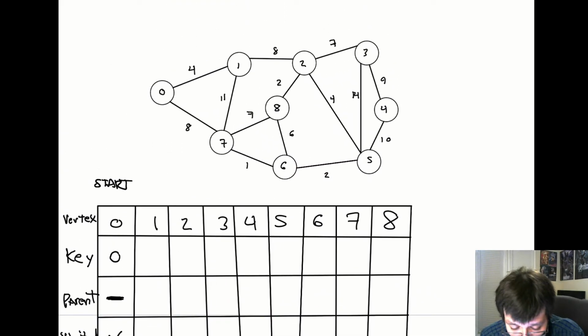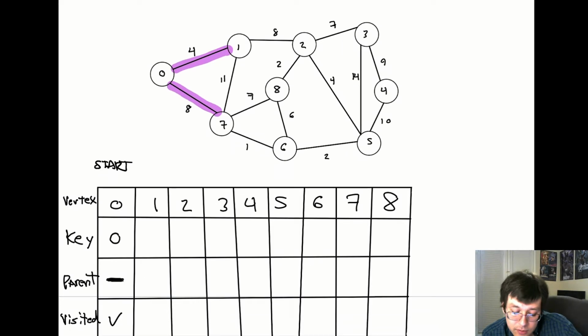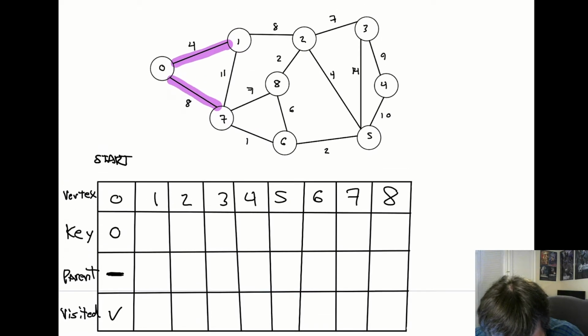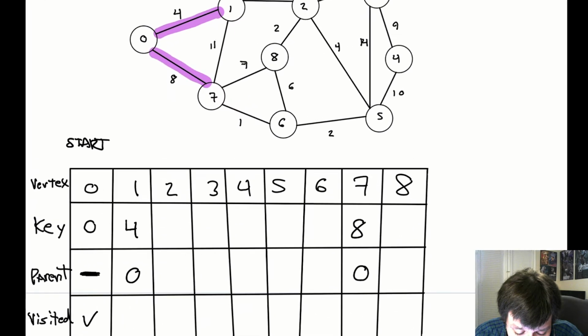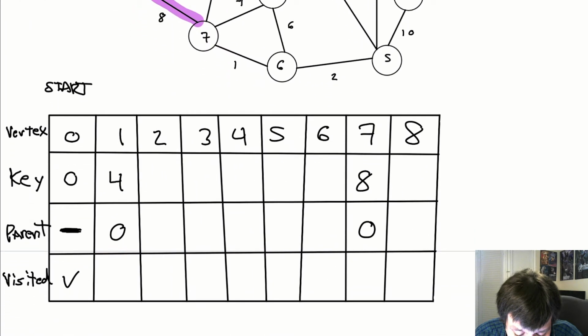So you're going to be looking at the edges going out of 0, which are 2 of them. So we have going from 0 to 1 and from 0 to 7. So obviously that's always going to be better than infinity. So we are going to set these to say, okay, this has a weight of 4 and it's coming from 0. And then for 7, it has a weight of 8 and it's also coming from 0. Right? So at least we have 2 of them now. And then you're done. You already marked it as visited, so we're good to go.